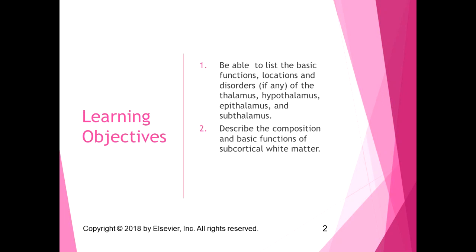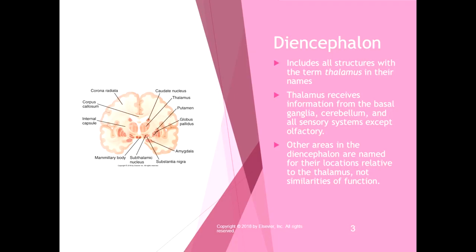So just by its name, you can figure out it's white matter. It's composed of axons, myelinated axons, and it's below the cortex. So we already know that much about subcortical white matter, and then we'll talk about the basic functions of it. So the diencephalon, like I said, includes all structures with the term thalamus in their names.